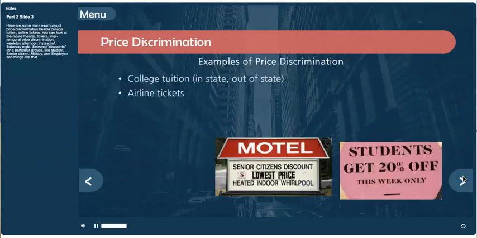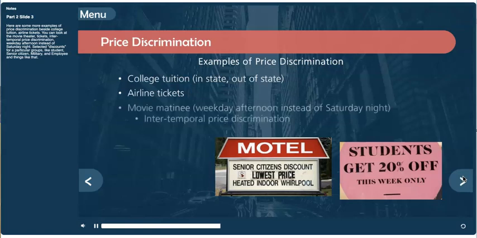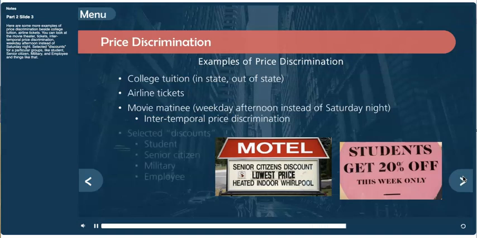Here are some more examples of price discrimination. Besides college tuition and airline tickets, you can look at a movie theater ticket, the intertemporal price discrimination, weekday afternoon instead of Saturday night, selected discounts for particular groups like students, senior citizens, military, employees, and things like that.